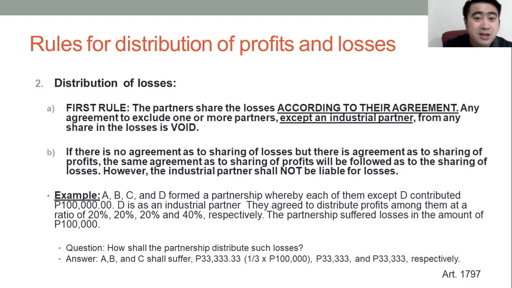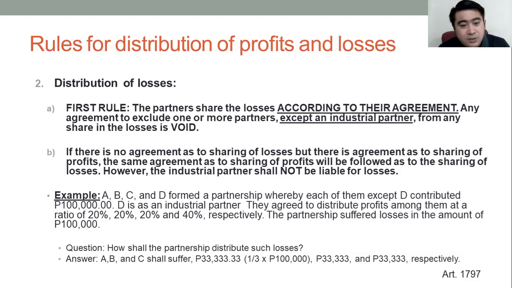Dito sa distribution of losses, hindi kasama ang industrial partner. Pero kapag sarado na ang business, tapos naghahabol na ang mga creditors, pwede na habulin pareho ang capitalist partner at saka yung industrial partner on their separate properties. Okay?